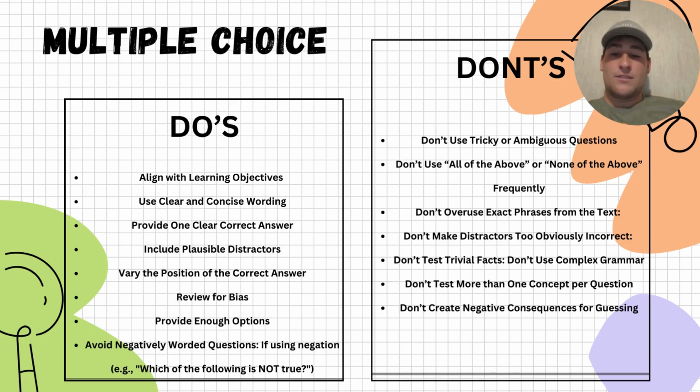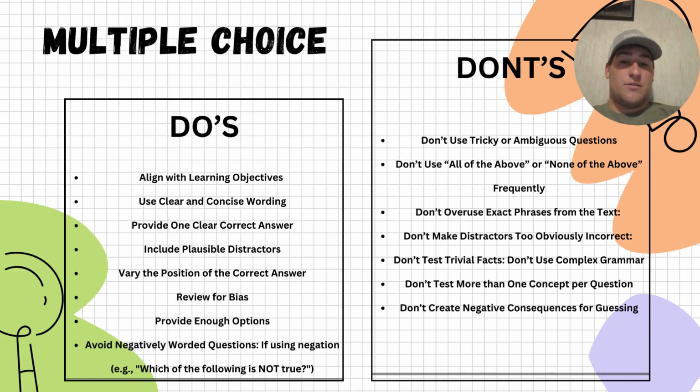And then avoid negatively worded questions. So if you're saying which of the following is not true, make sure your students know that you're wanting what is not true. So maybe put in all caps the word not. Some of the don'ts: don't use tricky questions. This one's kind of simple, but you're not here to trick your students with your multiple choice questions.